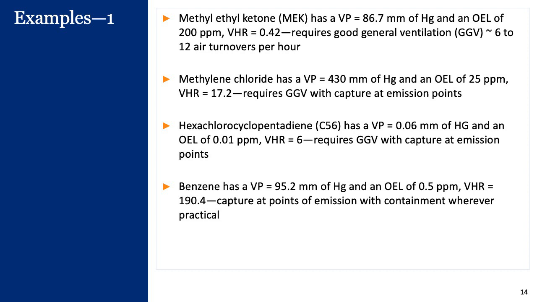So we can see in this list that we range from methyl ethyl ketone, where the vapor hazard ratio is relatively small, 0.42, all the way up to benzene, which is not only very toxic but also very volatile, and we have a vapor hazard ratio of 190. And so the required level of control for methyl ethyl ketone is just good general ventilation, whereas the required level of control for benzene is you need capture and containment and so on.